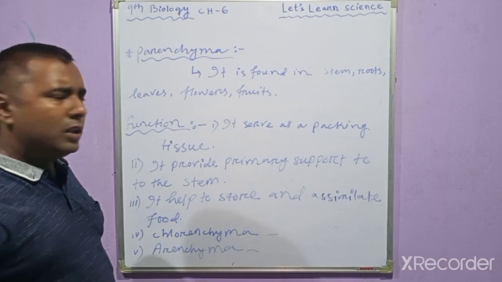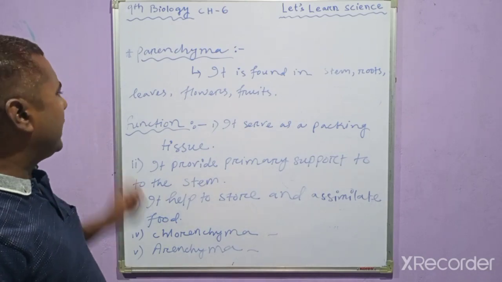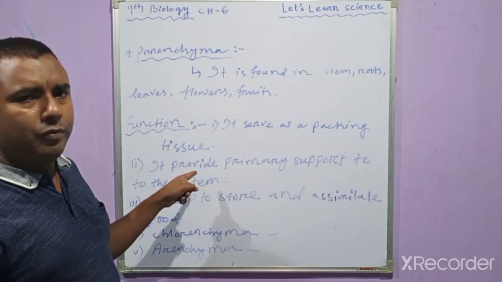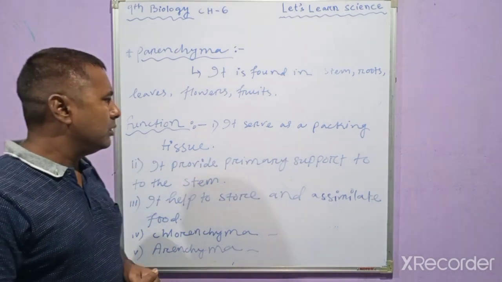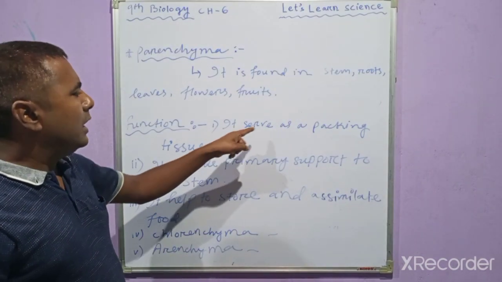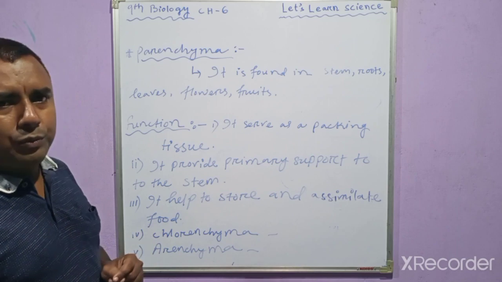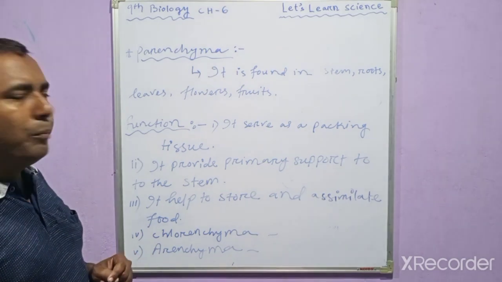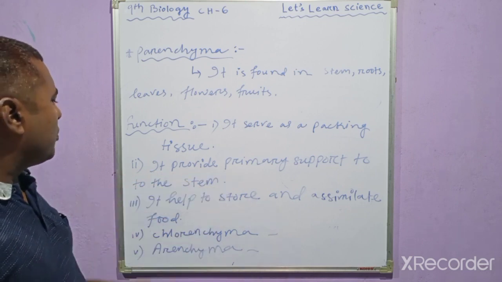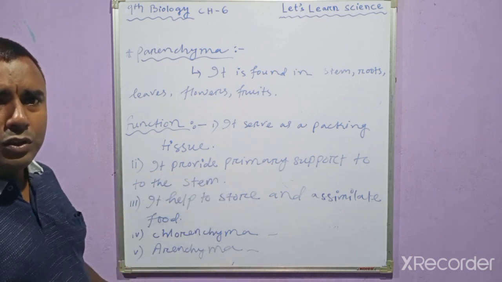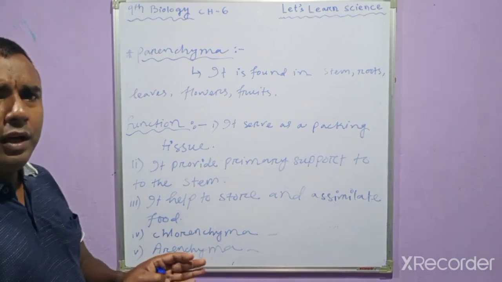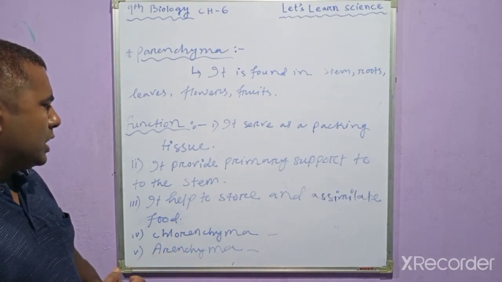The various functions performed by parenchyma: it serves as packing tissue. It is to pack different types of substances in the plant body. So it serves as a packing tissue, that is, it helps in packaging. Second, it provides primary support to the stem. It supports the stem of the plant.